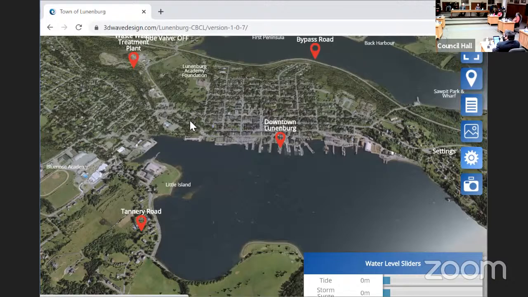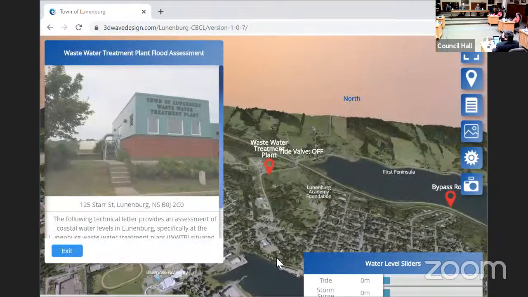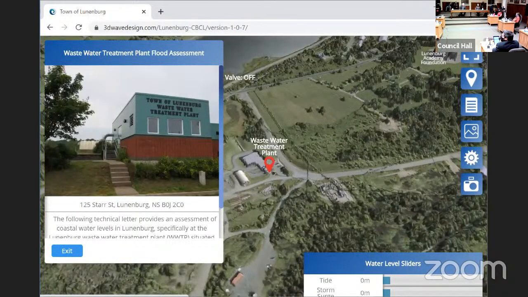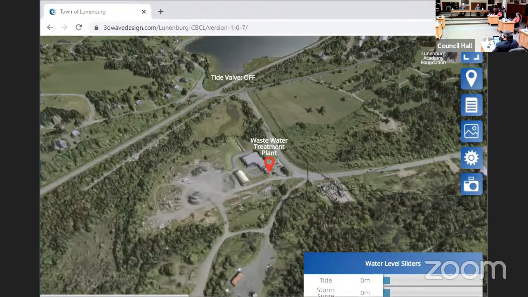Can you go and select the sewer treatment plant? It's near the top left-hand corner. Yes, please. Click on that. It should zoom in there. Your internet's extremely slow. There's a pop-up. Could you click the exit? Thank you. Some people will recognize that. There's a slider on the bottom. You see where it says tide? Can you take that up to 2.4 meters?